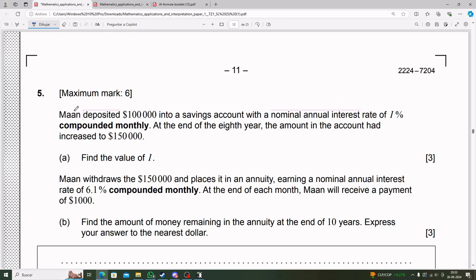Man, I actually don't know how to pronounce that. Deposited $100,000 into a savings account with a nominal annual interest rate of I% compounded monthly. At the end of the 8th year, the amount in the account had increased to $150,000, and for part A, we need to find the value of I, being the annual interest rate.